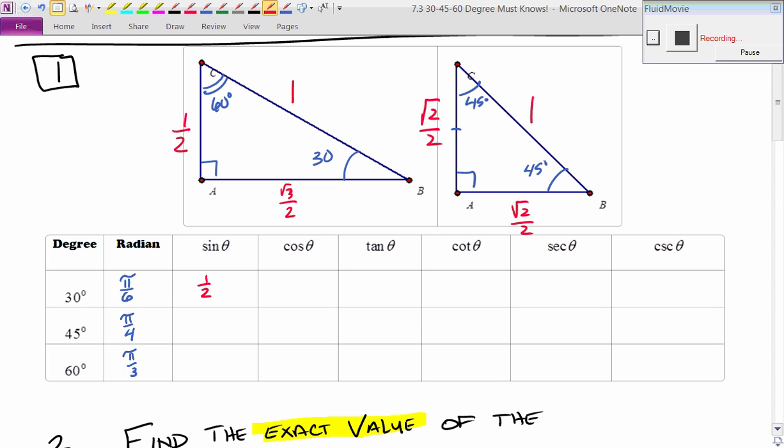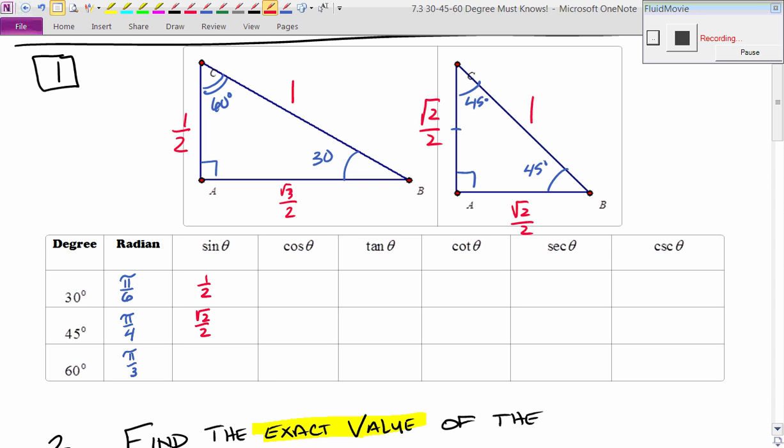The sine of 45 degrees is the opposite over the adjacent. I'm so sorry, I thought it was doing tangent. The sine of 45 degrees is the opposite over the hypotenuse. So rad 2 over 2 over 1. So this is just rad 2 over 2. Wow, I messed that one up big time. I was looking at the wrong triangle.